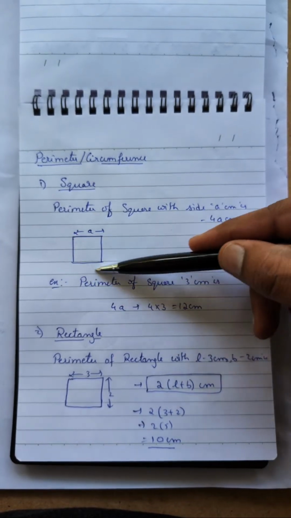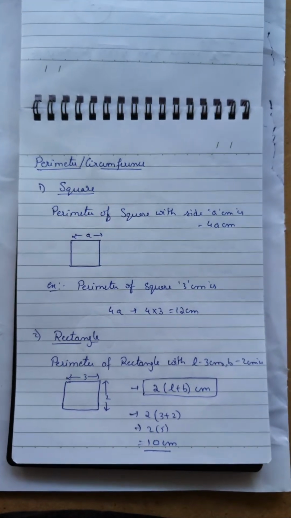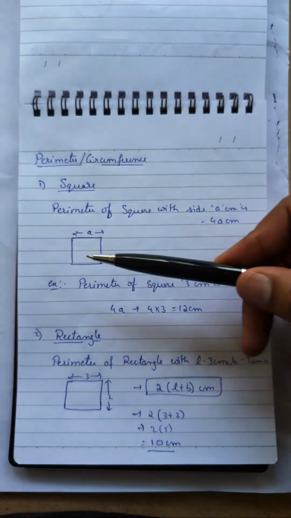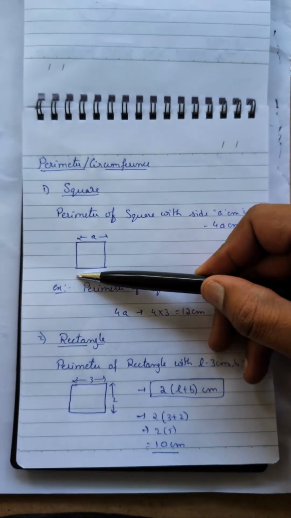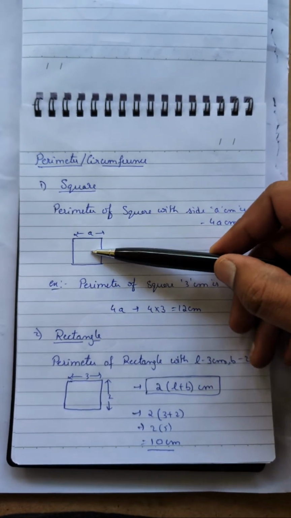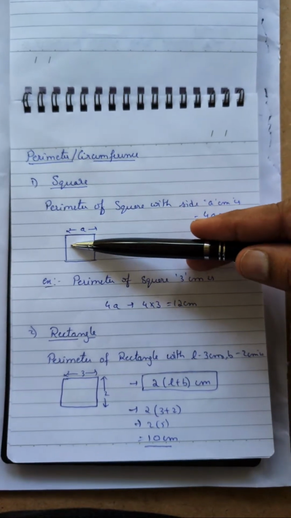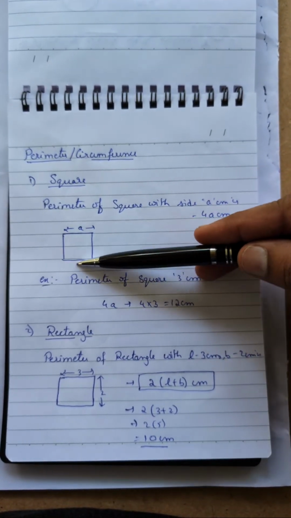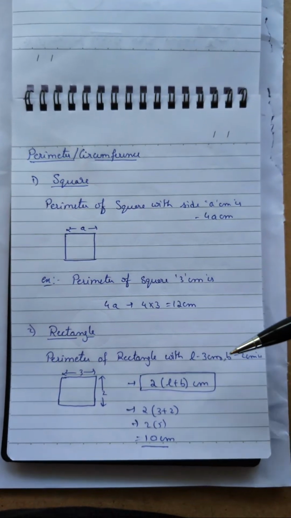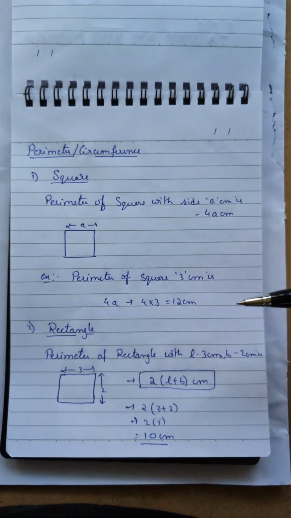That is 4a. Because as I mentioned, perimeter of any shape is nothing but the length of total boundary, the total border kind of thing also you can consider it. So for the square, this side plus this side plus this side plus this side will combine to make the entire boundary of this shape. So the perimeter of the shape equals 4a centimeters, because every side is a. So a plus a plus a plus a, which is 4a centimeters. So for example, if they ask in the question what is perimeter of square for 3 centimeters, then it is 4 into a, that is 12 centimeters.